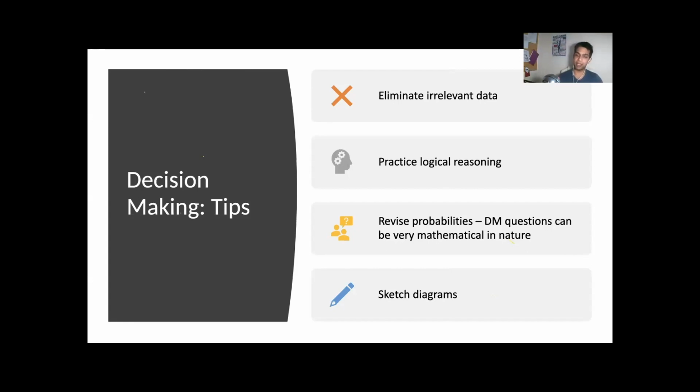Revise probabilities. Probabilities can come up in decision-making questions, and decision-making questions can be very mathematical. So it's important to have a basic understanding of mathematics, not anything too high level, just understand that probabilities can add up to 1 and how you can calculate probabilities for certain events. And what I think is the most important tip is to sketch diagrams. Lots of questions will be written in text, but it will be describing a diagram. So if you can infer from a question the diagram that it's suggesting, draw the diagram, and then move on and solve the question.